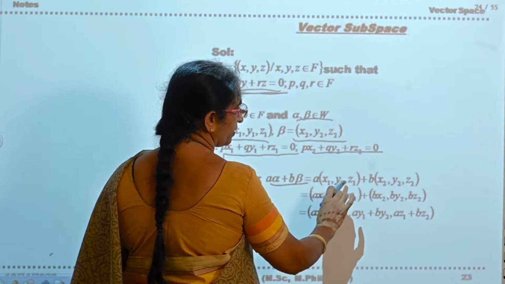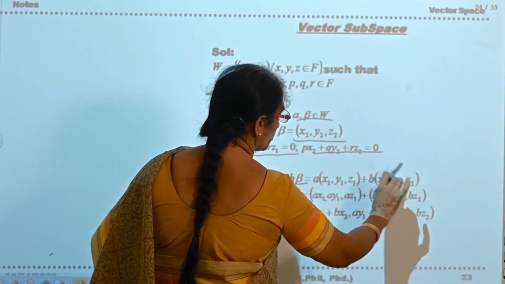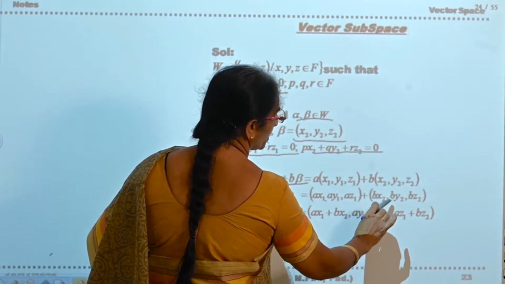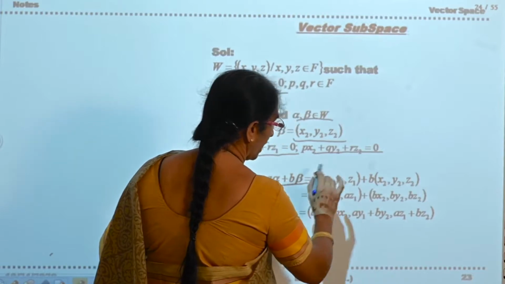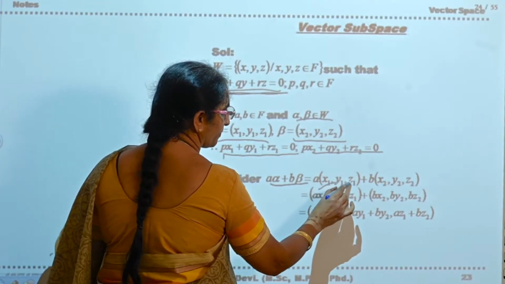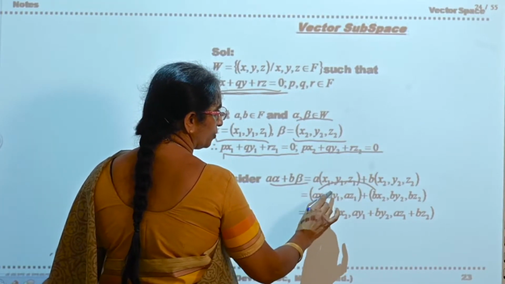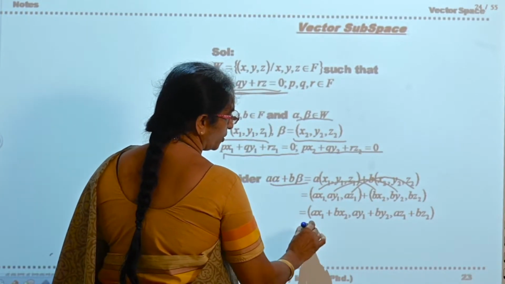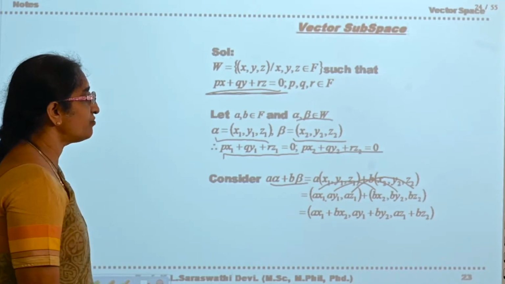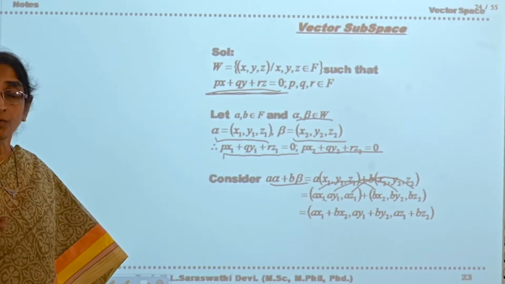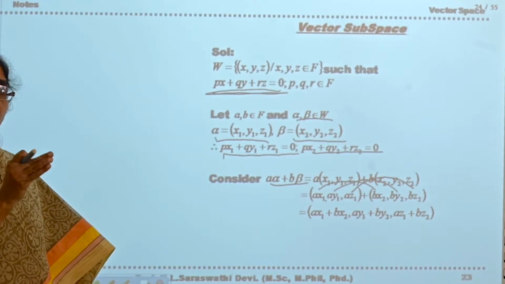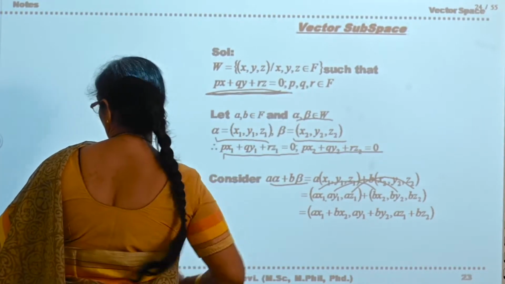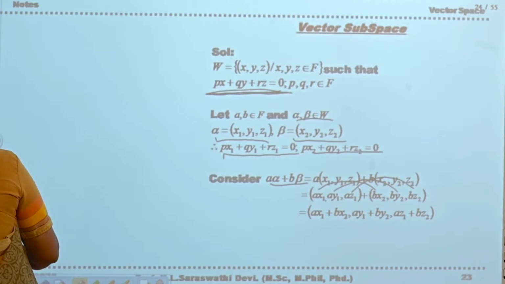A into x1, y1, z1 plus B into x2, y2, z2. That is ax1, ay1, az1 plus bx2, by2, bz2. Add corresponding coordinates: ax1 plus bx2, ay1 plus by2, az1 plus bz2. So these are the coordinates of A alpha plus B beta. If you want to say that A alpha plus B beta is in W, these coordinates should satisfy this condition. See whether it is satisfying or not.